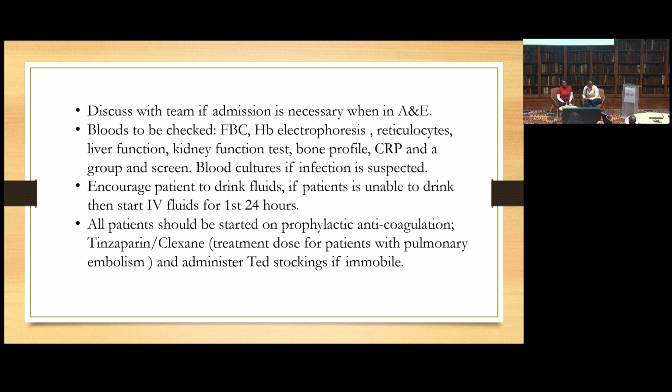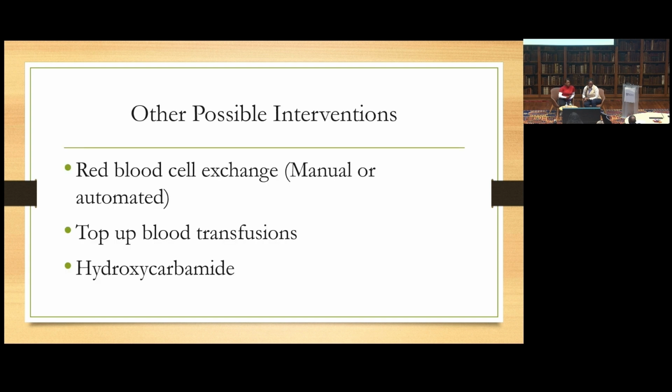All patients should start on a prophylactic anticoagulant, for example tinzaparin or clexane, with dosing adjusted for the patient, including patients with pulmonary emboli, on admission, and also administer TED stockings if patients are mobilizing. Other possible interventions would be red blood cell exchange, top-up transfusion and hydroxycarbamide. Caroline is going to do the next slide, and I will come back again. Thank you.